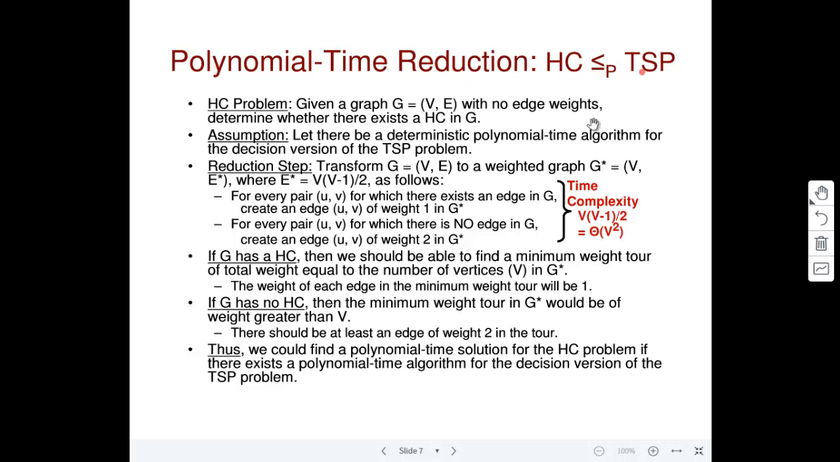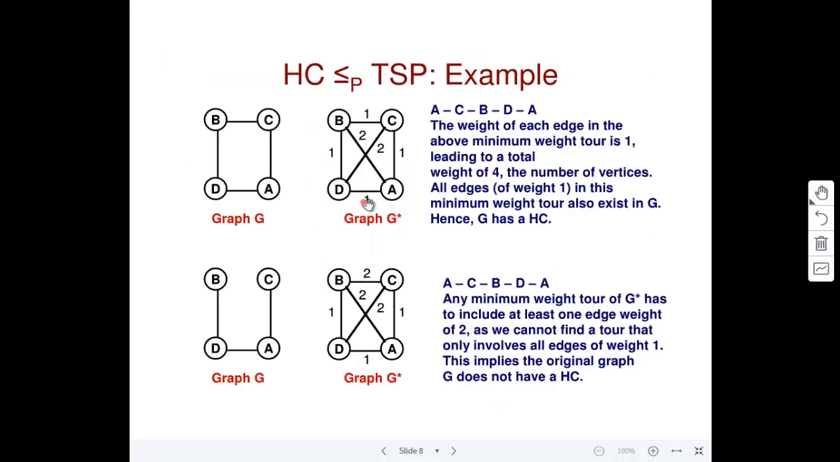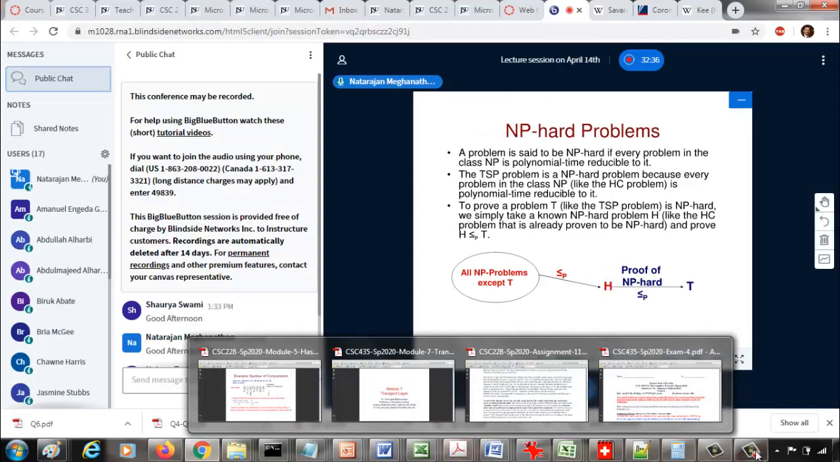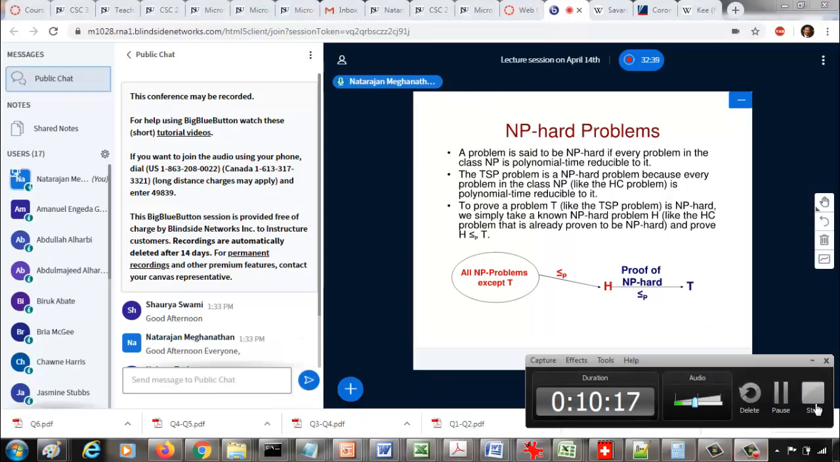As long as this transformation, in this case building the complete graph out of the given graph, can be done in polynomial time, and the second problem also has a polynomial time algorithm, then the original problem can also be solved in polynomial time. So that is kind of how we look at polynomial time reduction. Okay, and let us now look at some applications of polynomial time reductions, and then we'll move on from there. So let me quickly save this video.